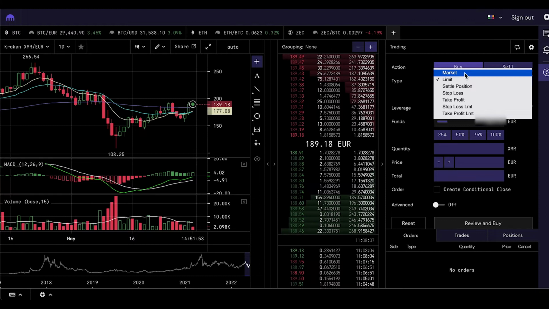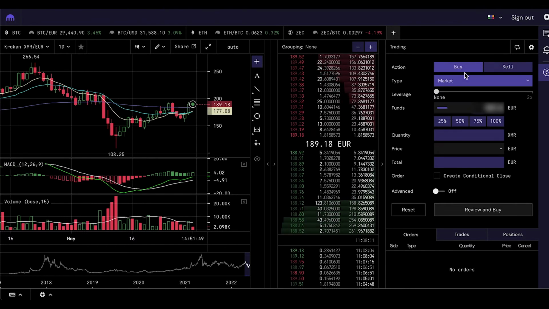So, say for example, at the moment, Monero is at roughly about 189 euro. Say I think it's going to go down to 170 euro. Then I can tell the trading platform to purchase Monero for me at 170 euro when it goes down. So it's a way of automating trades. I'm going to show you how to create both types of orders. So first I'm going to start with the market order.